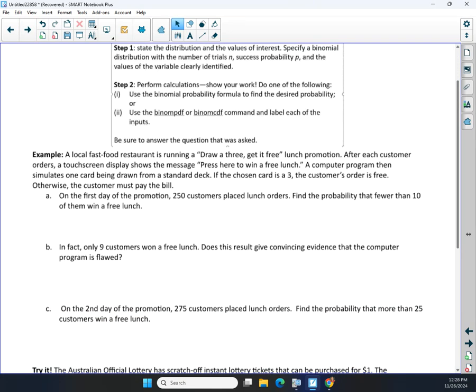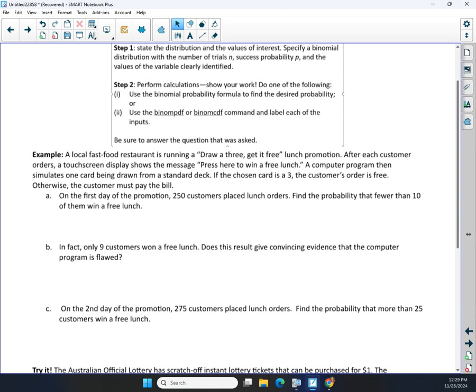Example: a local fast food restaurant is running a draw 3, get it free lunch promotion. After each customer orders, a touchscreen display shows the message, press here to win a free lunch. A computer program then simulates one card being drawn from a standard deck. If the chosen card is a 3, the customer's order is free. Otherwise, the customer must pay the bill. On the first day of the promotion, 250 customers placed lunch orders. Find the probability that fewer than 10 of them win a free lunch.